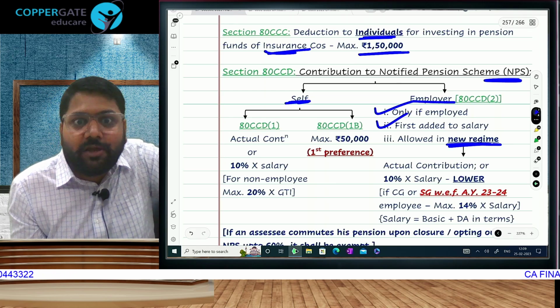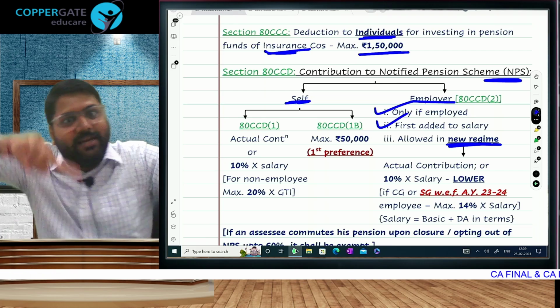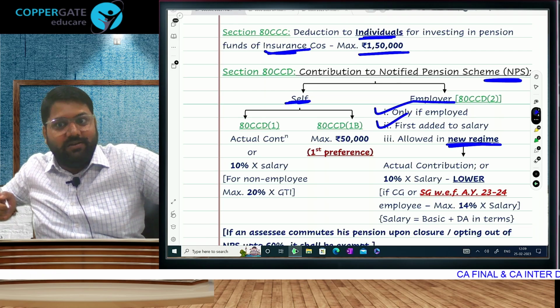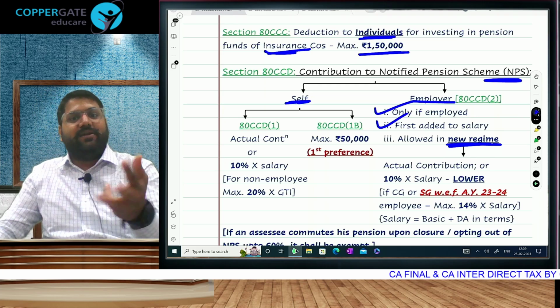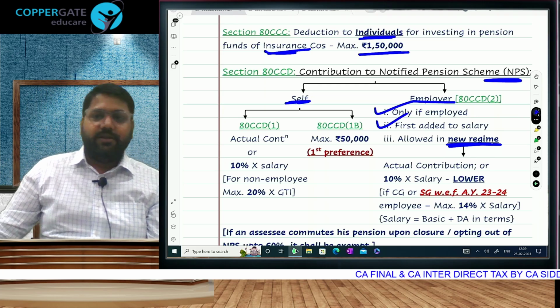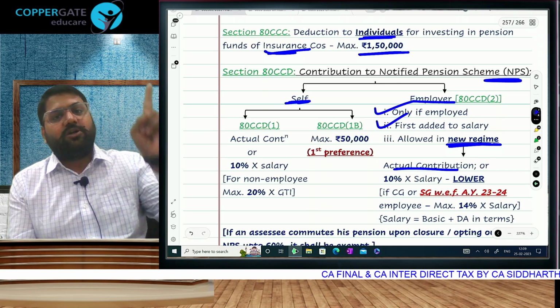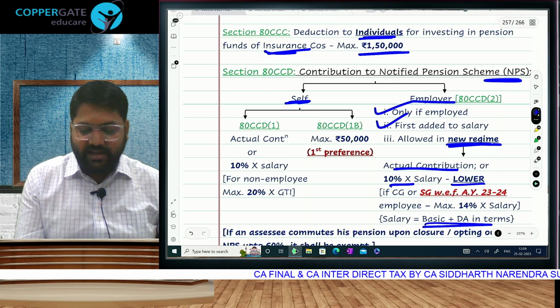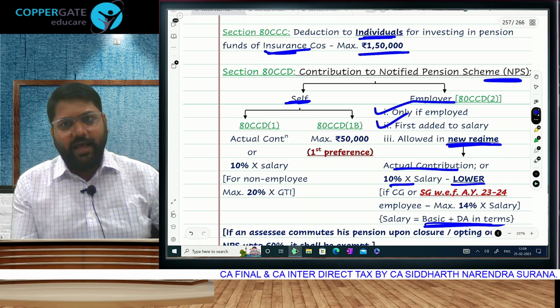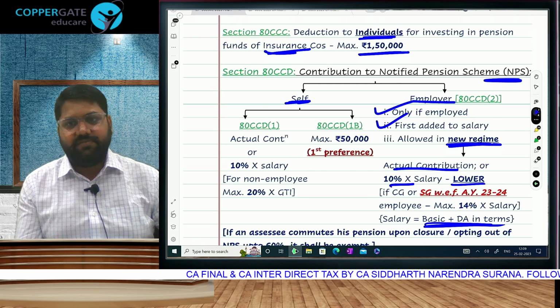And this is allowed in the new regime. Why? Because we've added it in salary, but it has directly gone into the NPS account. Allowed in the new regime. 80CCD2, 80JJAA, 80M, 80LA. There are some which are allowed even in the new regime. What will be the deduction? Actual contribution by the boss or 10% of salary, whichever is lower. Salary will be basic and DA in terms. Actual contribution or 10% of salary, whichever is lower.